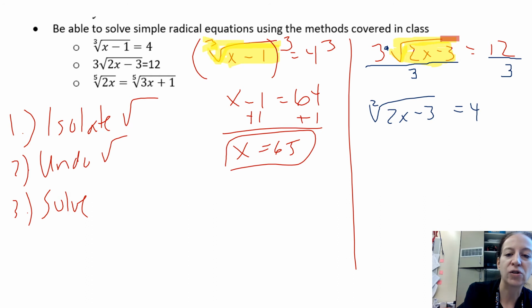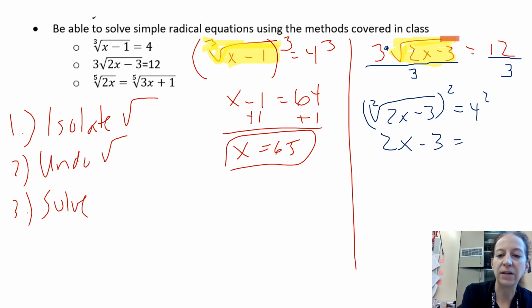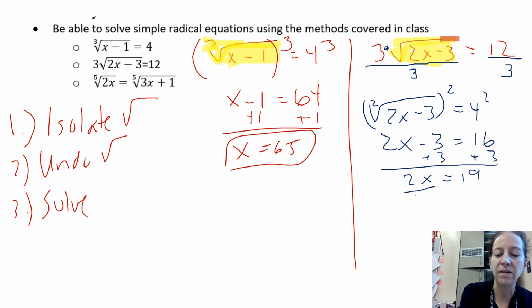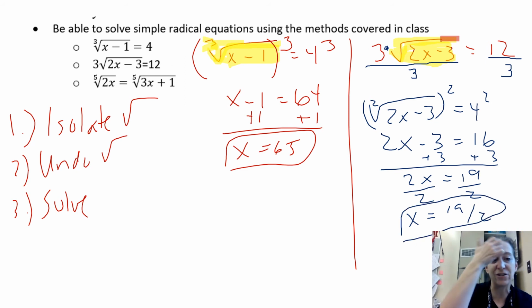This is a square root, and we undo a square root by squaring. So we get 2x minus 3 equals 16, and then step 3, solve the resulting equation. So in this case, we add 3, and we get 2x equals 19, and then divide both sides by 2. And I know I mentioned this in class, but leave it as a fraction. Don't do stuff that you don't need to do, okay? Just don't do it.